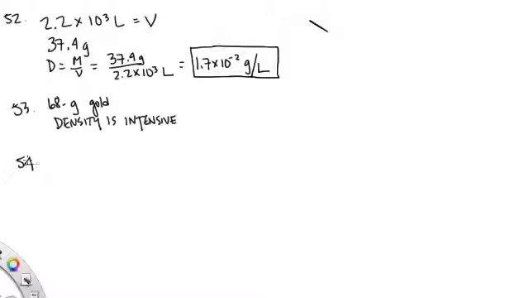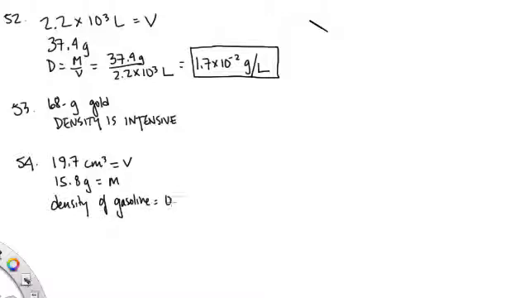Number 54. A plastic ball with a volume of 19.7 centimeters cubed. There's our volume. Has a mass of 15.8 grams. So 15.8 grams equals our mass. Would this ball sink or float in a container of gasoline? Well, we need to know the density of gasoline. And there's a table on page 90 of your book that lists the density of common substances. And the density of gasoline is about 0.66 to 0.68 grams per milliliter.